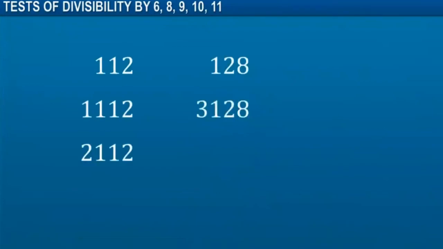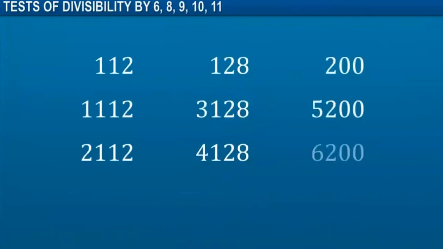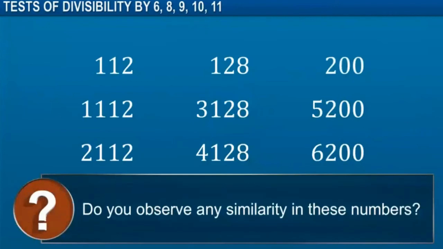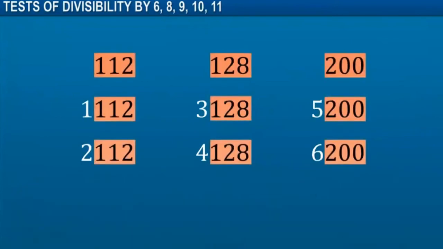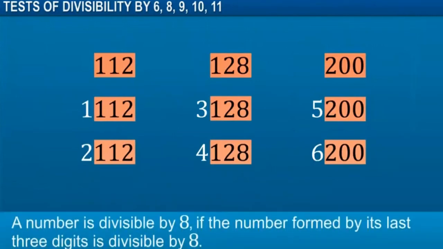Here are a few numbers divisible by 8. Do you observe any similarity in these numbers? Observe the number formed by the digits in the hundreds, tens, and ones place. In each of these numbers it is divisible by 8. This is the test for divisibility by 8. A number is divisible by 8 if the number formed by its last 3 digits is divisible by 8.